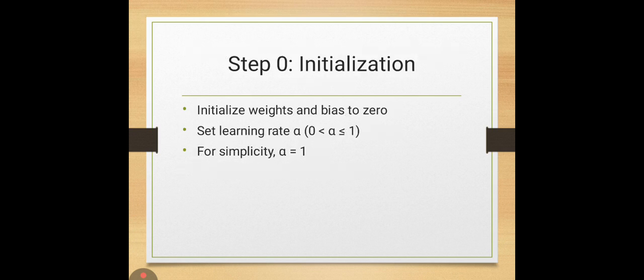So the initial step is step 0. In the initialization step, all the weights and the bias are initialized to 0. The learning rate alpha is chosen between 0 and 1. For simplicity, we can take the alpha value as 1. This prepares the network for training.